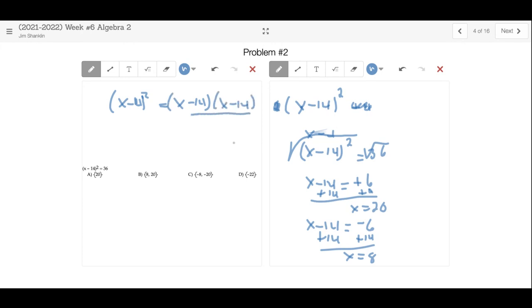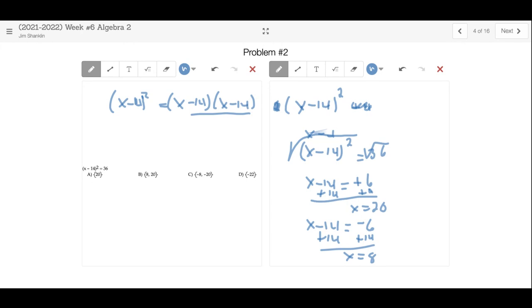Now, could I multiply this out? I absolutely could. And then I could bring the 36 over to this side, and then I could use completing the square or the quadratic formula. It doesn't matter. That is another way of doing this problem. I think it would make it a whole lot harder to square that out and get rid of the parentheses.